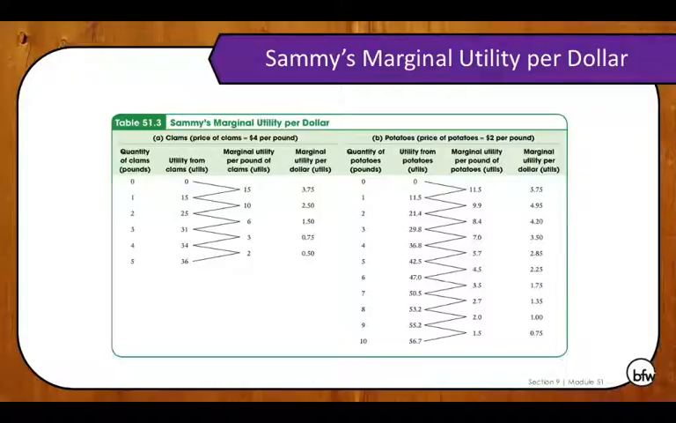Notice that that's going to be 4 pounds of clams, because his marginal utility per dollar is 75 cents there, and it would be 10 pounds of potatoes because his marginal utility per dollar is equal to 75 cents there as well. So when they're equal to each other, that is the combination that will give him the greatest satisfaction.